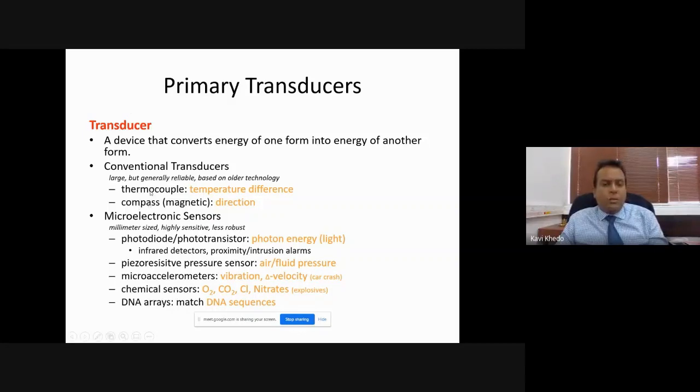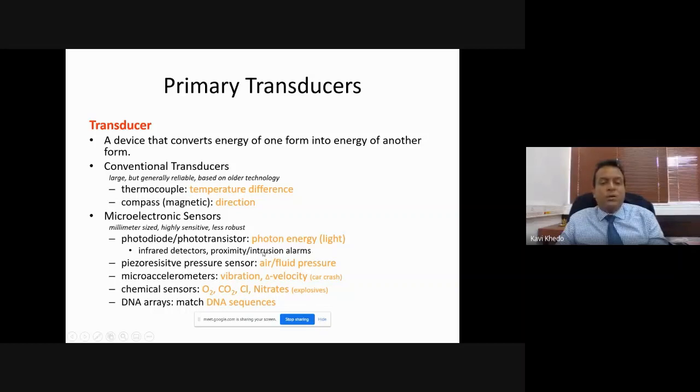These are physical transducers. But we are more concerned with this one: microelectronic sensors that do more or less the same thing that those apparatus were doing, but now we have a sensor doing it for me. For example, a photodiode or phototransistor. Photon energy, light, is converted into some voltage level. For example, infrared detectors or proximity intrusion alarms.